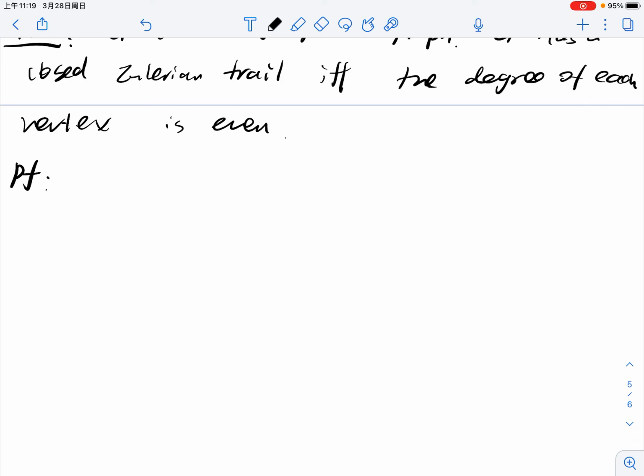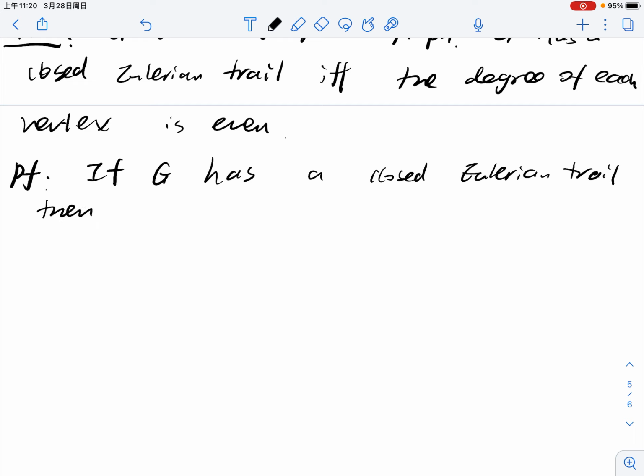So here, since we have an if and only if statement, we need to show two directions. The easier direction is as follows. Suppose G has a closed Eulerian trail. Then each vertex has even degree.